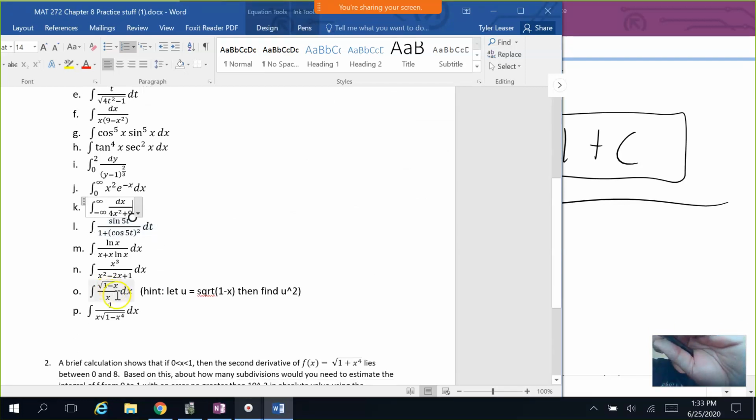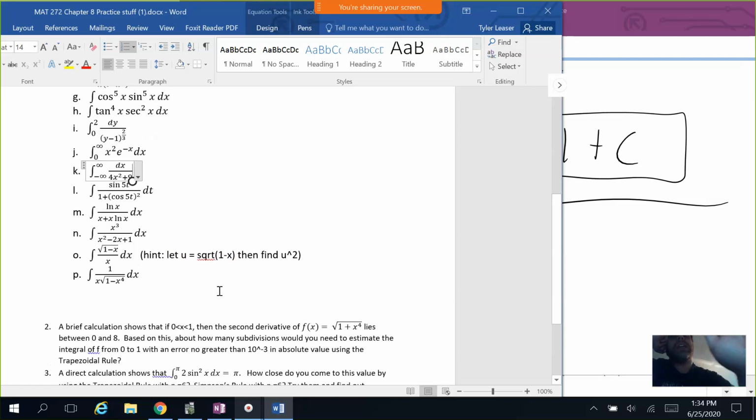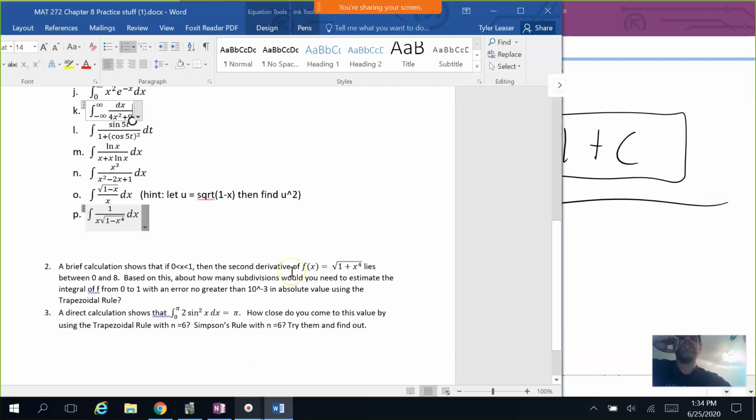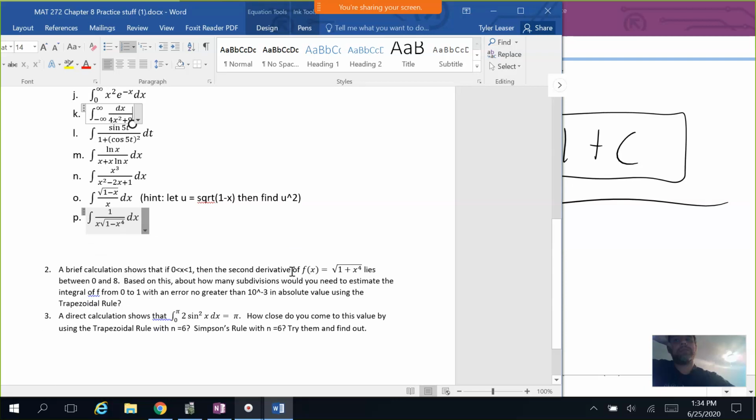O would just be another U substitution, and here I gave you a little hint. Look out for these hints because I think on the test there may be some hints on what to do for these weird U substitutions. P looks like one of those weird trig substitution things. And then 2 and 3 down here, those are the trapezoid rule and Simpson's rule stuff. So maybe let's look at 2.